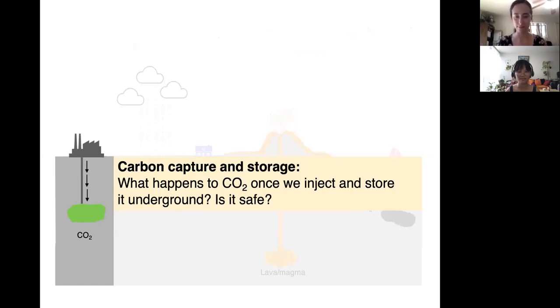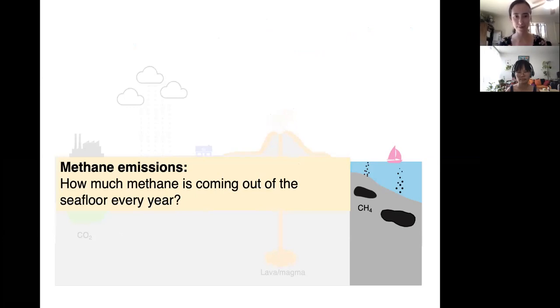I've looked at the fluid mechanics of carbon capture and storage, and specifically asked what happens if we inject carbon dioxide underground and store it, and would it be a safe practice? I've also looked into methane emissions in the ocean environment, and asked how much methane is coming out of the seafloor every year through these naturally occurring methane venting processes.